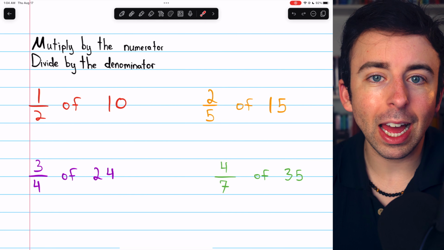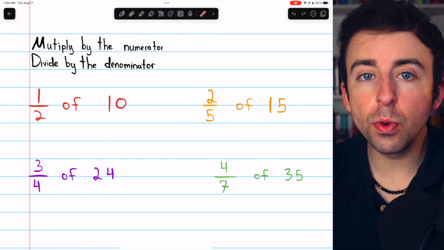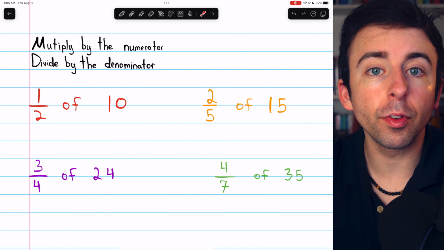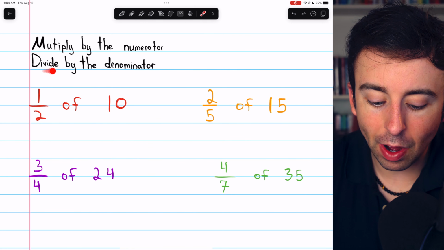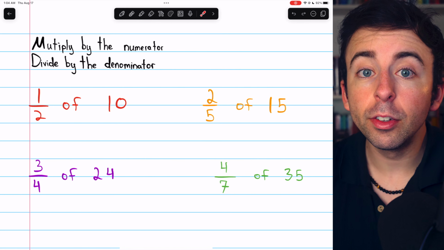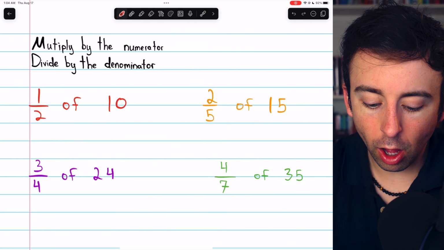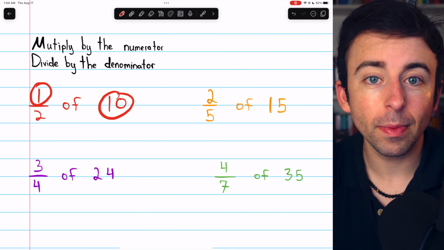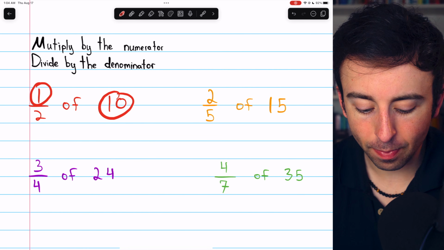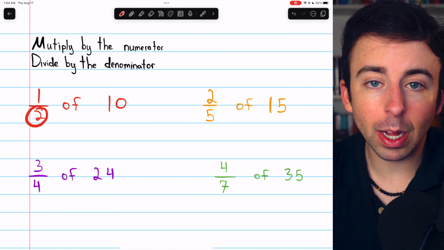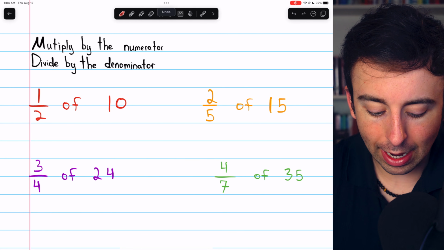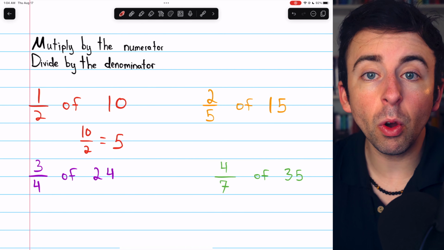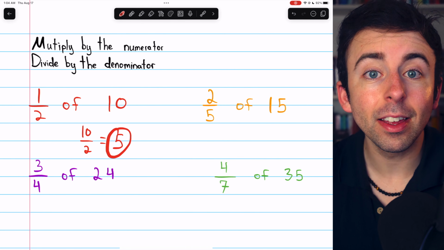And when we multiply by a fraction, you should think of 2 things that are happening. We have to multiply by the numerator of the fraction, but we actually have to divide by the denominator. So to take 1/2 of 10, all we have to do is multiply 10 by the numerator of 1, and that of course doesn't change anything. And then we need to divide it by the denominator of 2. And of course, 10 divided by 2 is equal to 5. So 1/2 of 10 is 5.